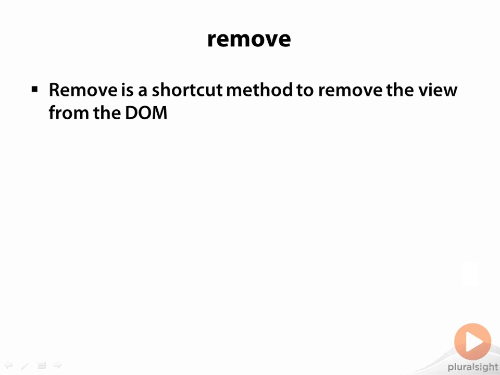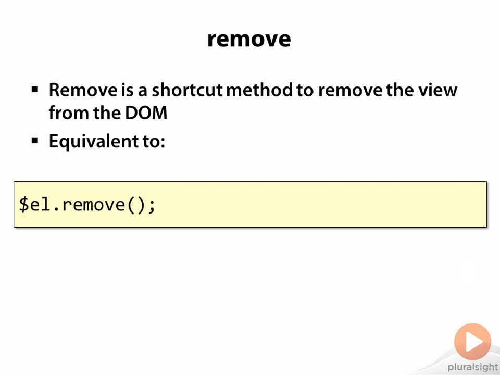Remove is a method that removes the view's element from the DOM. It's equivalent to calling jQuery's remove method on the $el property. Calling remove when a view is no longer required is an important first step towards preventing memory leaks.